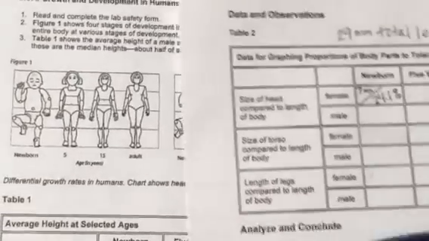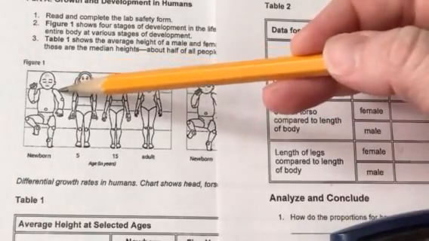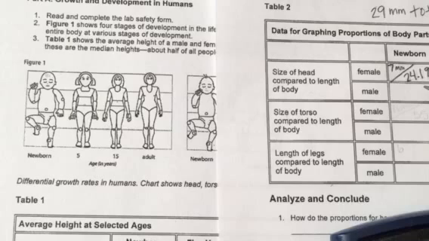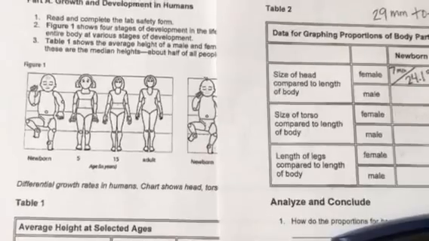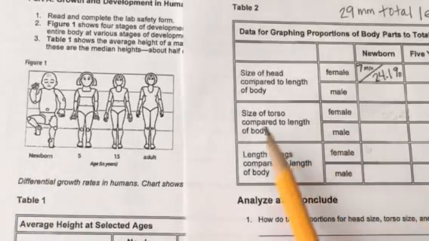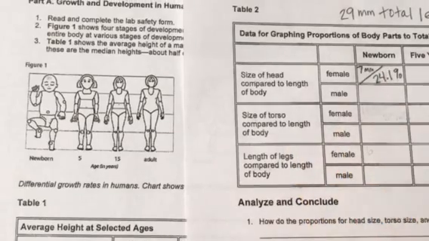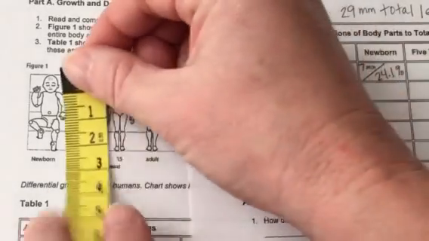And what that means is that a baby's head is about 24% of their entire body size. That's huge. They have a big head compared to the rest of their body. And now I'm going to measure the babies. The second part asks for the size of the torso, and we're going to do the female newborn. We're going to do the size of their torso.